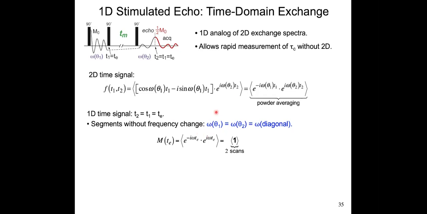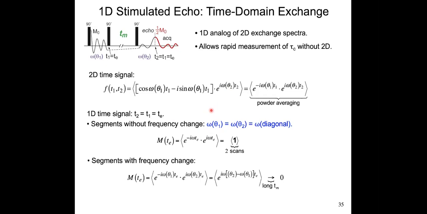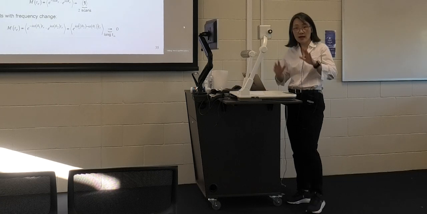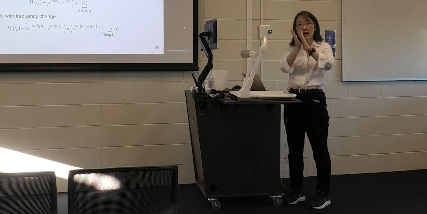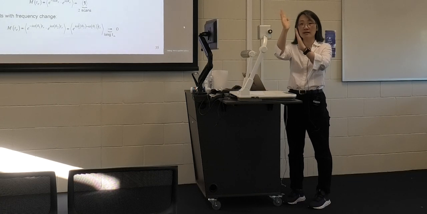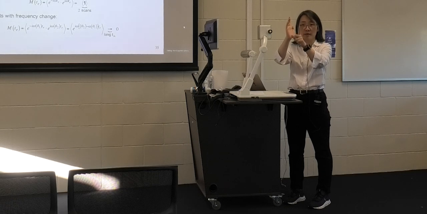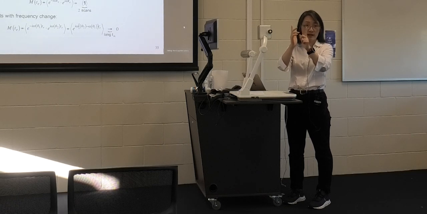What this means is that 1D stimulated echo corresponds to the diagonal of the 2D experiment. Even when you have a really nice 2D exchange pattern, you always will have some intensity remaining on the diagonal. Diagonal means omega 1 equals omega 2. And that means these are the segments that haven't changed the orientation.